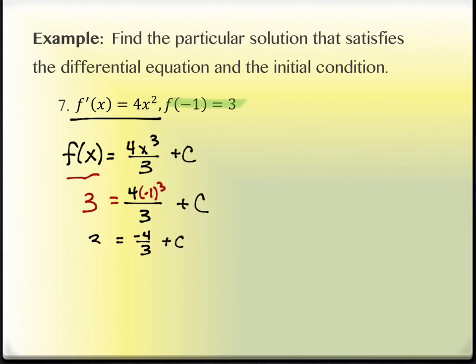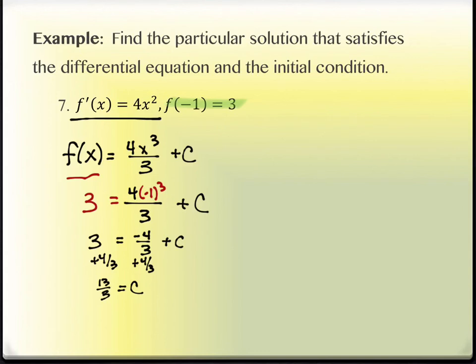I have 3 on the other side, so what will I do? Add my 4/3, and we'll keep it exact. So what is 3 plus 4/3? Yeah, it's 13 over 3. It's a little bit of fraction addition for you.